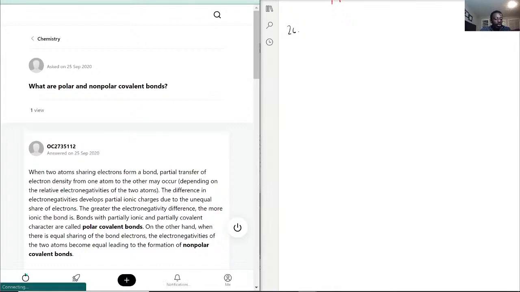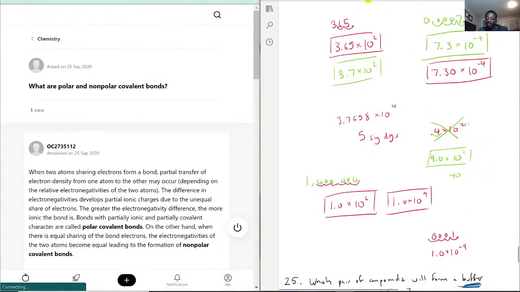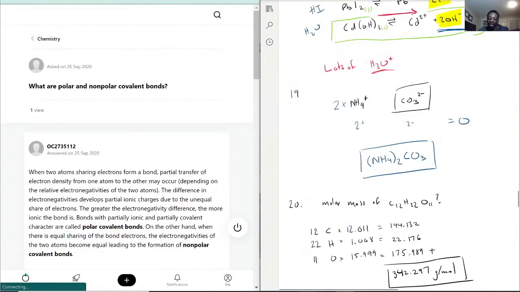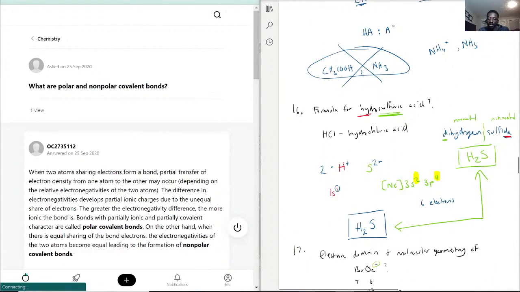What are polar and non-polar covalent bonds? I'm glad that I wrote that down, because I'm actually going to copy and paste what we discussed earlier. We're going to go all the way over there. Why? Because I would consider this gold.